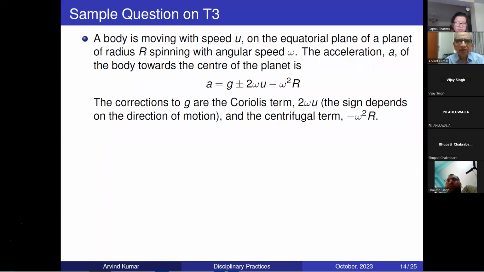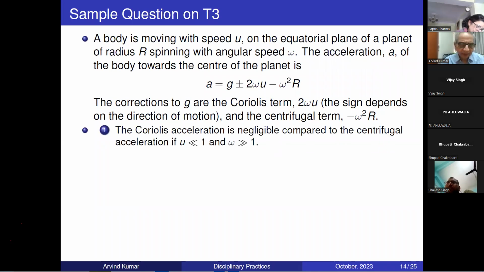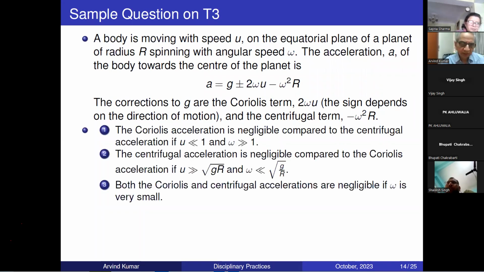This is a slightly difficult question. A body is moving with speed u on the equatorial plane. We have made it the equatorial plane to get rid of latitude terms, thetas, etc. And the acceleration of the body is towards the center; the velocity is such that it's towards the center. Coriolis is either towards or away. And of course, we know centrifugal force is always away from it. It's a standard result. And then there are various options.